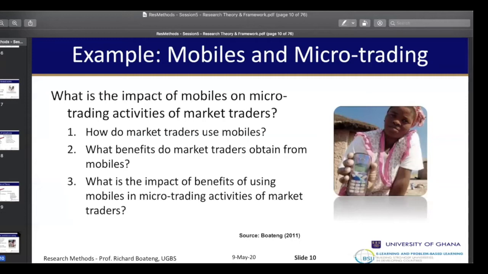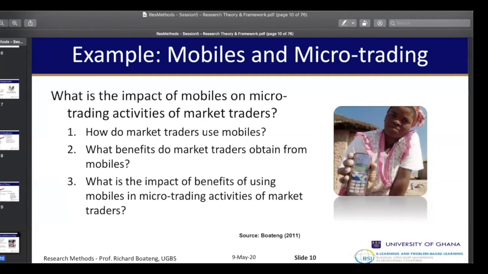That's from economics. Number two, what benefits do you get from mobiles? In the same literature, from the transaction cost perspective, there was a discussion on how mobile phone technology impacts trade. And it mentioned that the benefits of technology to trade are in three dimensions: the operational benefits, the relational or informational benefits, and then the strategic benefits. So that one will address number two.